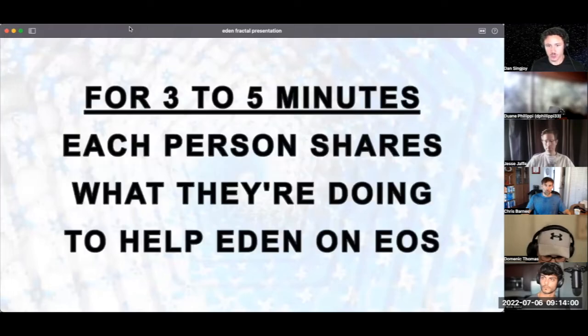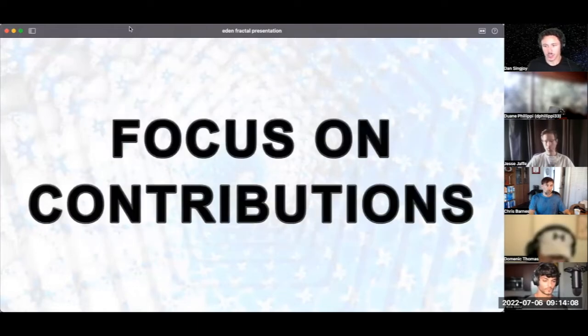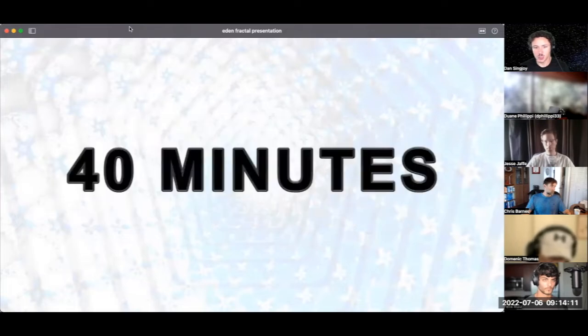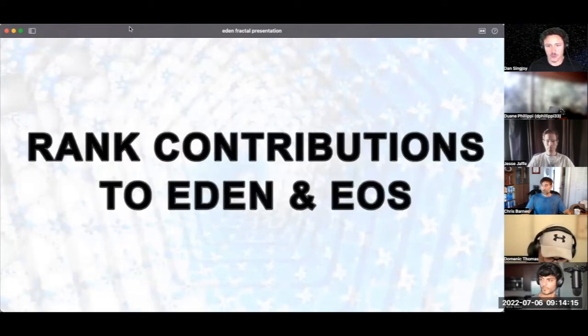The itinerary, first we'll break down to the breakout rooms, and then while you're in the breakout rooms for about 3, maybe up to 5 minutes, each person will share what they're doing to help Eden on EOS is how I recommend to do it. And it's best to focus on your contributions. We'll do that in 40 minutes as opposed to 45 minutes from the Genesis Fractal group.